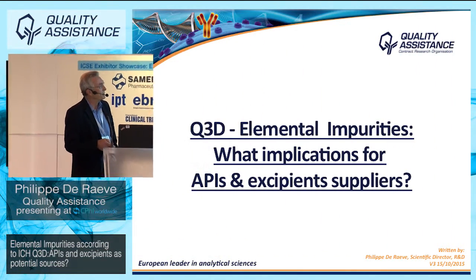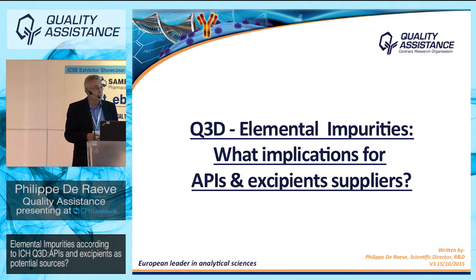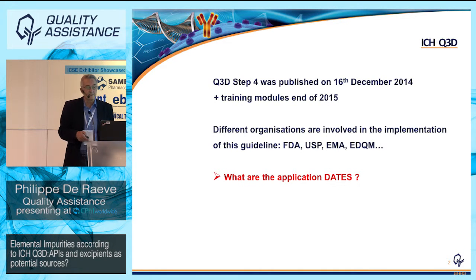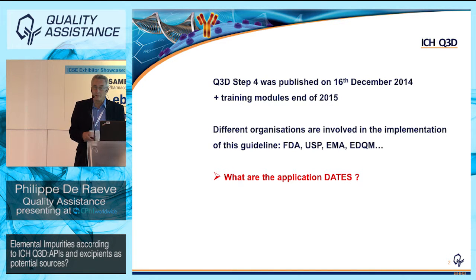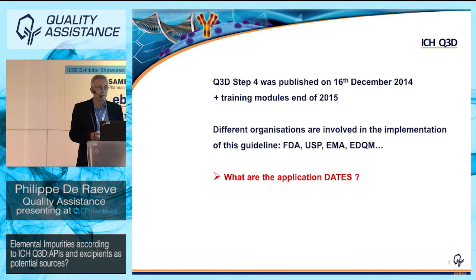We will once again talk about elemental impurities, but I will not bother you with the history of the Q3D. Let's see what is the current situation. Q3D Step 4 was published end of last year, and there are still some training modules to be edited by ICH, normally by the end of this year. Some of them are available as a draft, and if you send me an email, I will be pleased to email them to you.